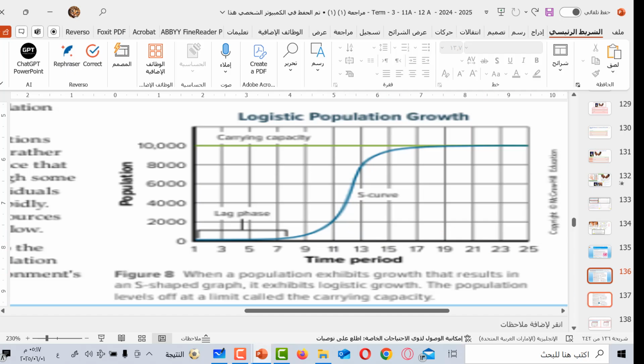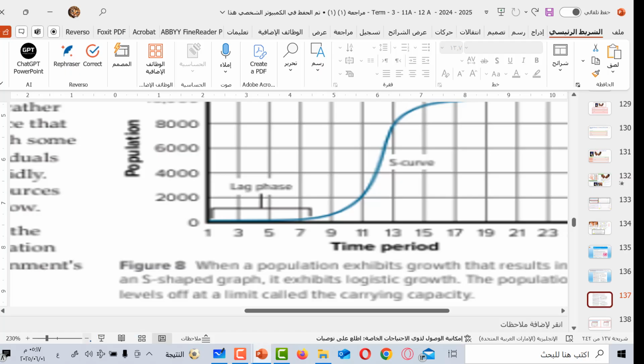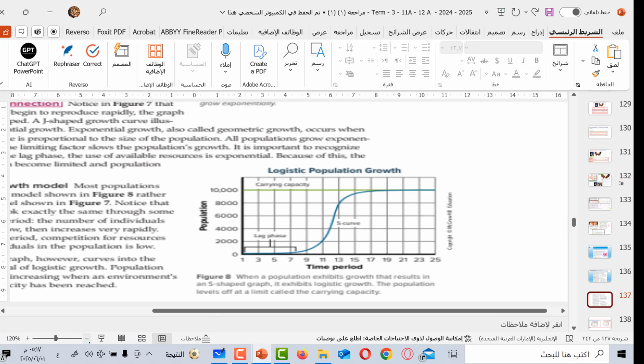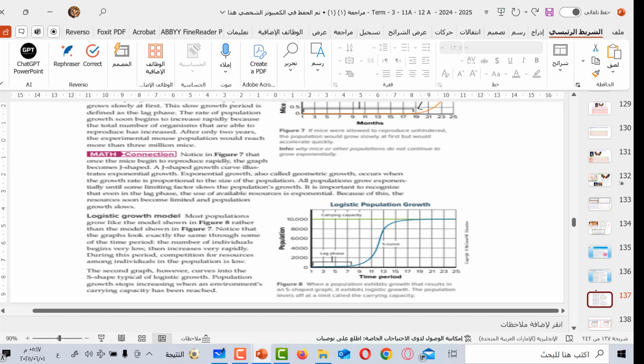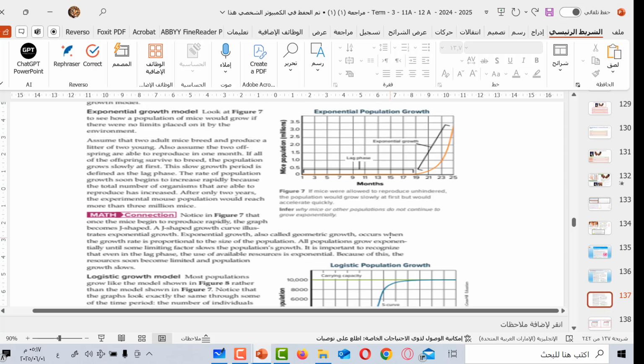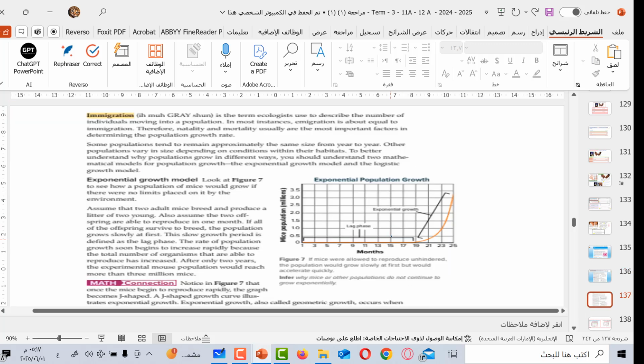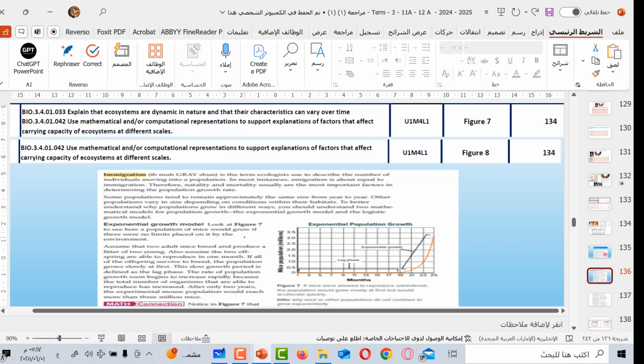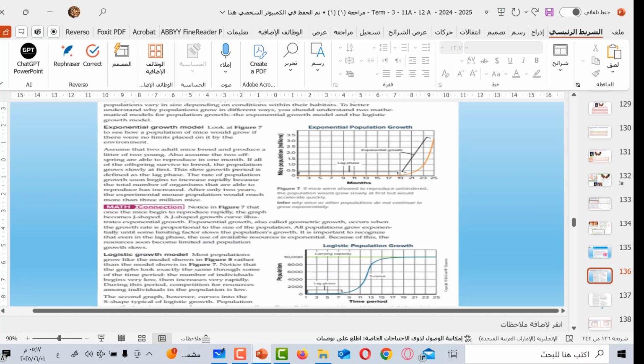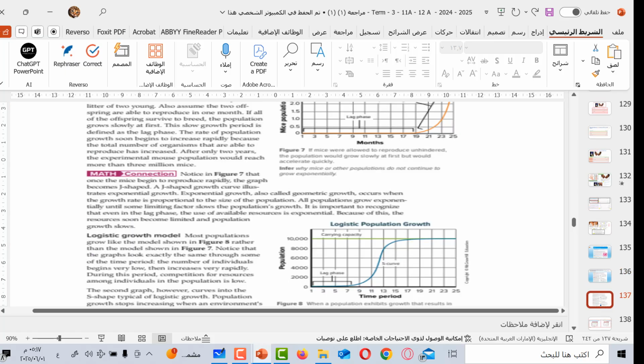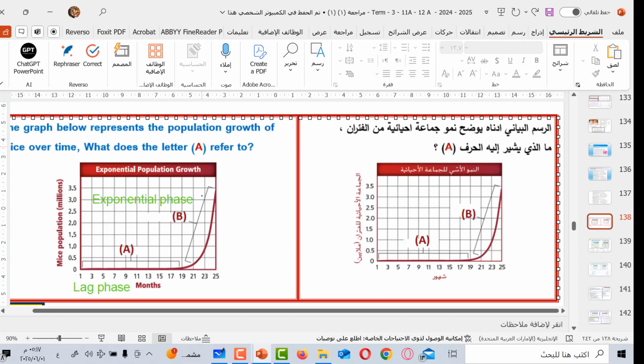تمام يا شباب، نشوف سؤال على كده. طيب، يمكن هنا الصفحة معادة عشان تبقى كبيرة شوية، أو نقدر نشوفها بوضوح. المهم، شوفي طيب هنا سؤال بيسأل على A، what is the meaning of A، فنقول lag phase، وهنا بنقول عليه exponential phase. أوكي، ده سؤال من الأسئلة.